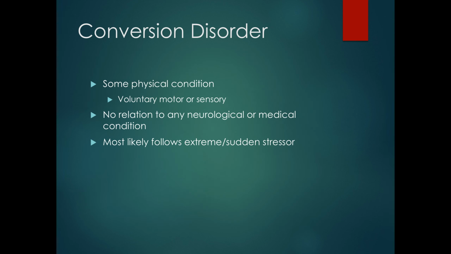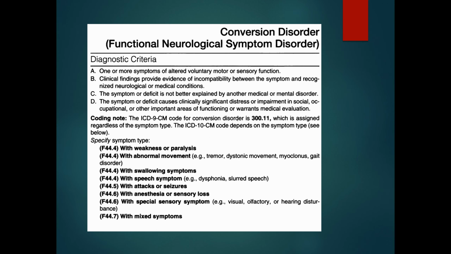Conversion disorder. So the person has some kind of voluntary motor or sensory problem. There is an actual physical problem that is observable, but there's not a medical explanation or a neurological explanation. So they have to rule out that there is an actual neurological issue here. And most of the time, this follows a really extreme and really sudden stressor. So let's look at the symptoms and then explain a little bit more.